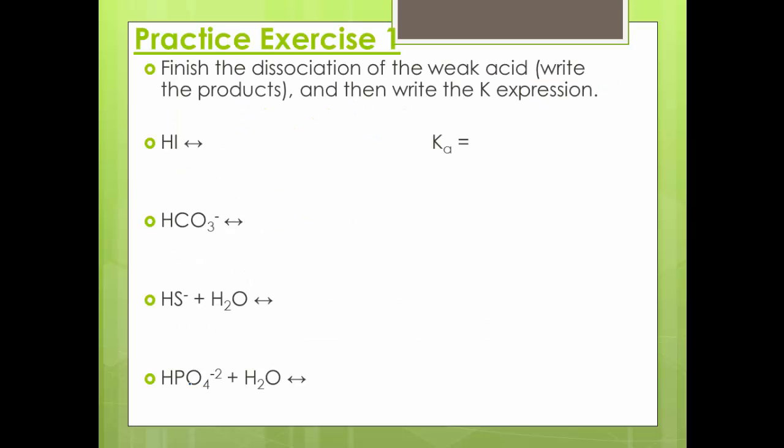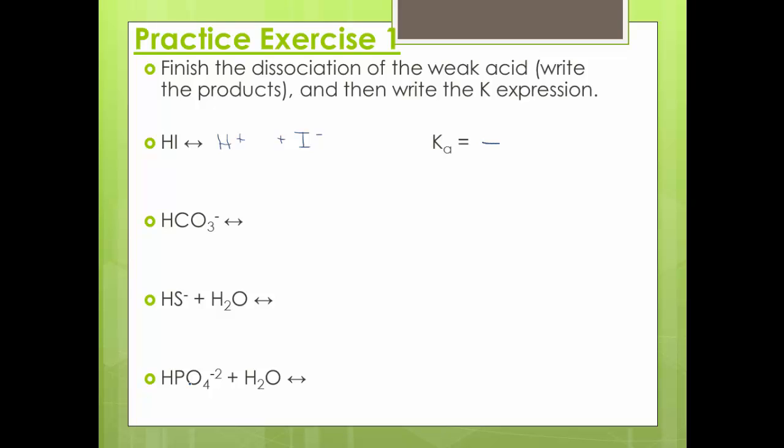So we're going to do a little bit of practice. We're going to finish the dissociation reaction, and we're going to write the K expression. Let's do this first one together. We have HI, and so that's going to split apart, give away its hydrogen, and then the iodide ion is left over. So that's our first task with these, essentially just throw out a hydrogen ion and we have leftovers.